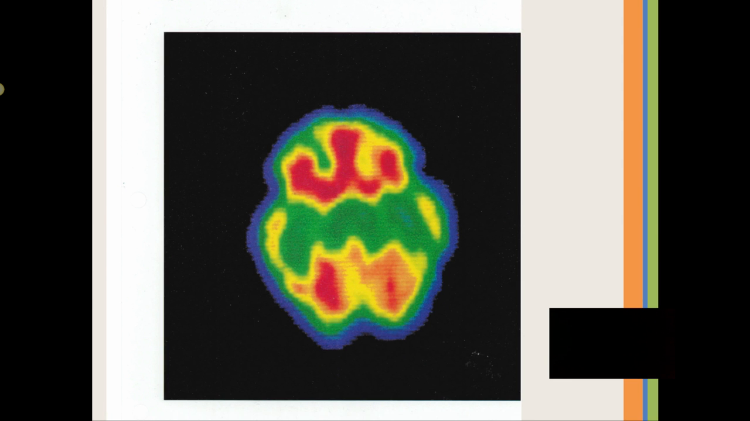This is a PET scan, Positron Emission Tomography, which measures the activity of the brain. What you do is you put some radioactive isotope in the brain, and it reacts with sugar. Sugar is one of the things that indicates the activity of the brain. And so you can see the red areas are the most active parts of the brain. And this is a very active brain, a person who has OCD.